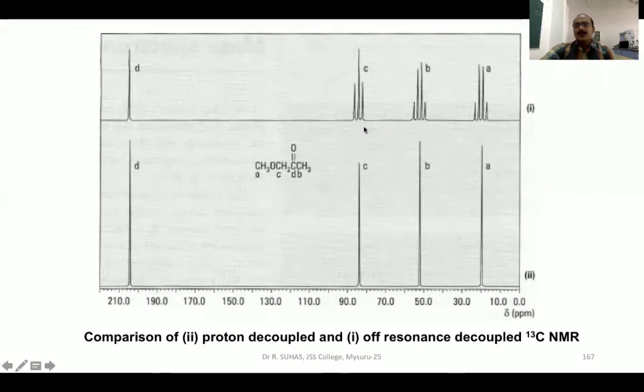When you do off resonance, see here, A is CH3, 3 plus 1 is 4. So A should have a quartet. See here, A has got 4 peaks, that is a quartet. Here B should also give a quartet. B is giving a quartet. C should give a triplet. C is giving a triplet. D has not got any hydrogen, that means it should give a singlet. It is giving a singlet. So this is the appearance of proton decoupled and off-resonance decoupled NMR spectra of any sample that you take here.